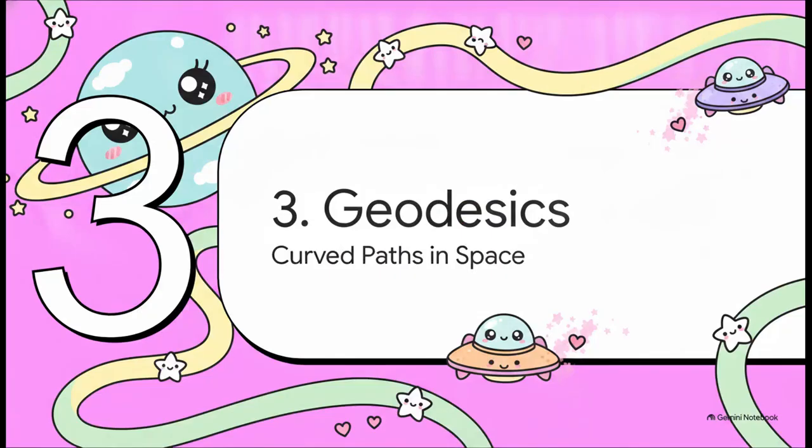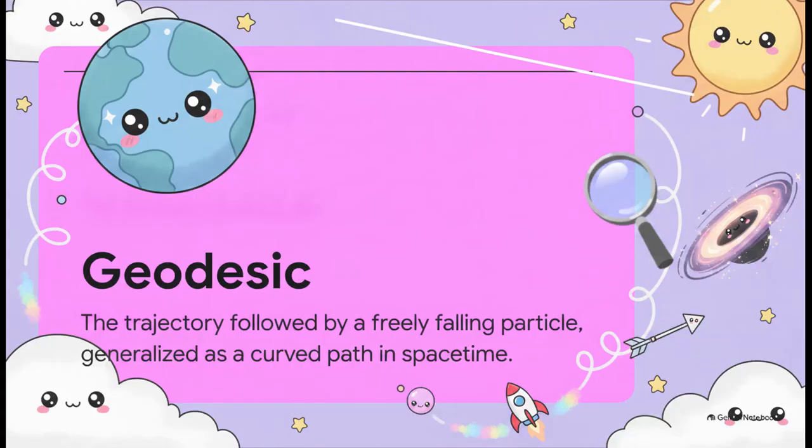Section 3. Geodesics and curved paths. So this brings up a massive question. If gravity is essentially just geometry, how do things actually move through this locally flat yet globally warped universe? Well, they follow a geodesic. By definition, a geodesic is the natural straight-line trajectory of a freely falling particle, generalized into a curved path in space-time. If you aren't being acted on by external forces, like the thrust of a rocket or just the friction of the ground pushing up against your feet, you're traveling along one of these fundamental paths.